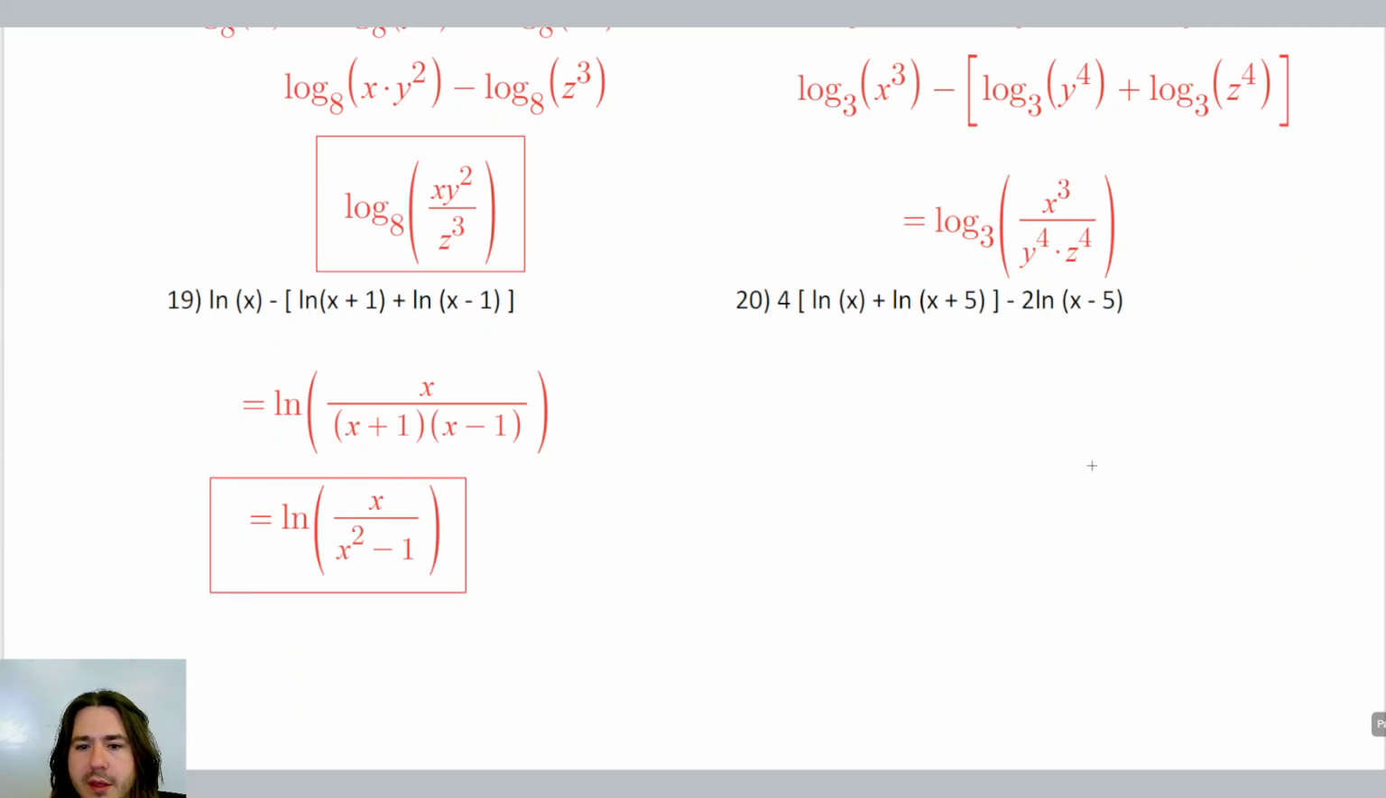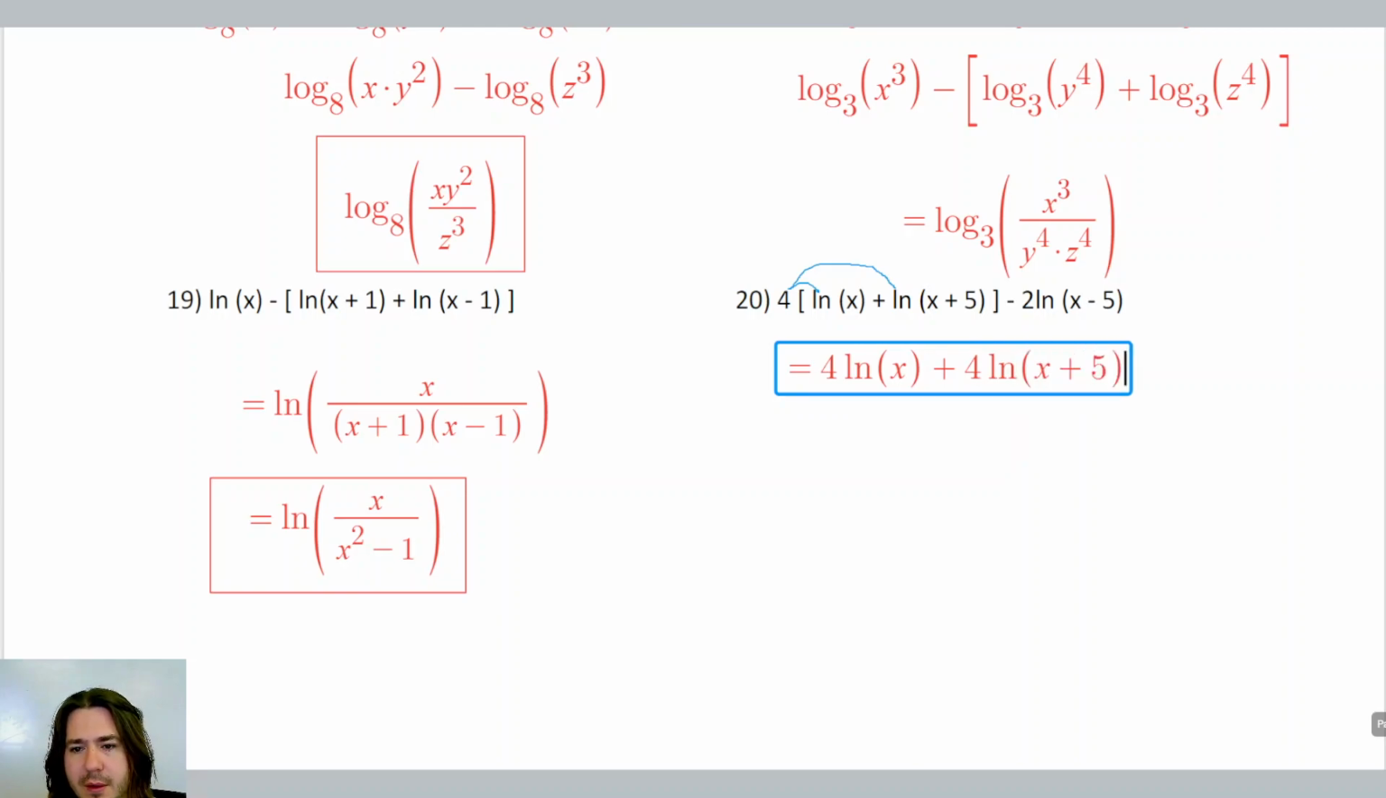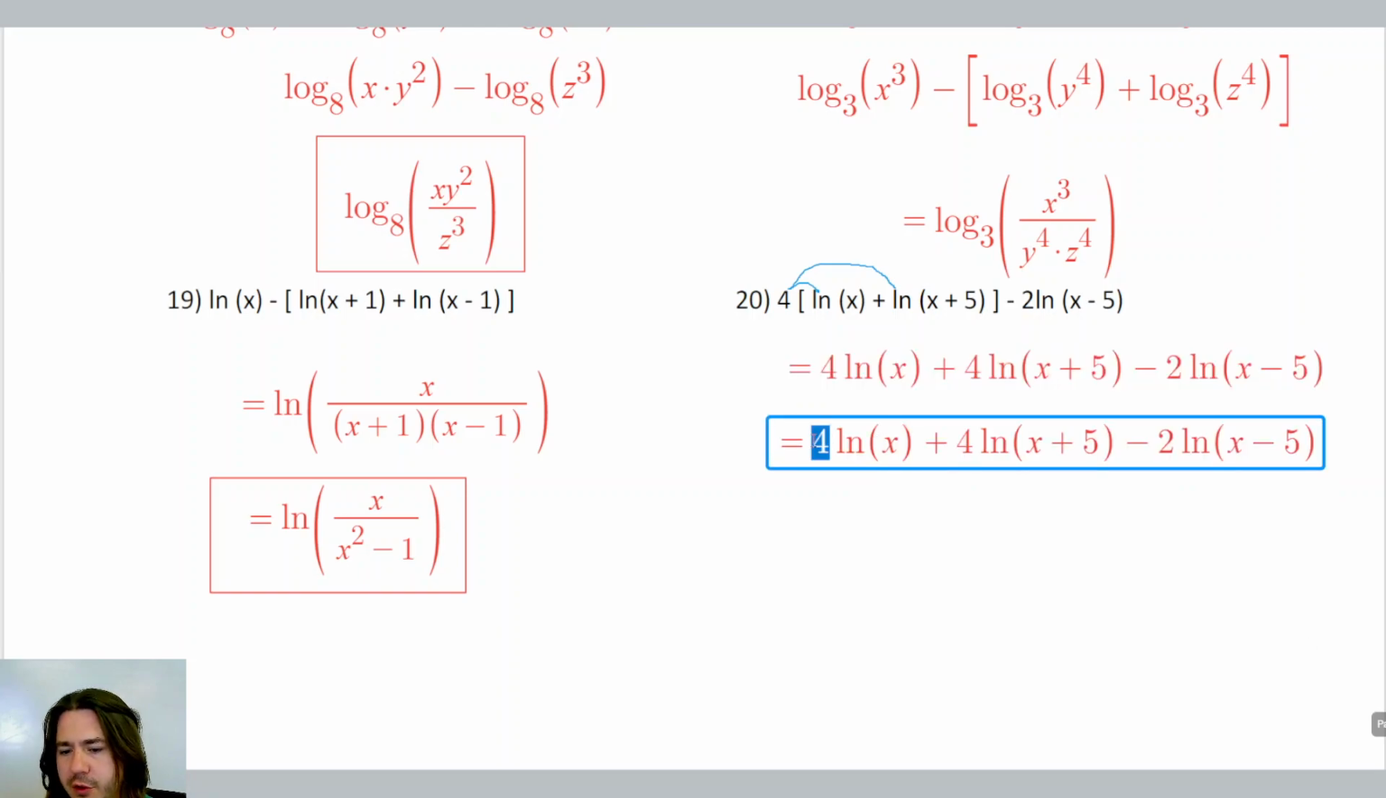For number 20, we have all kinds of stuff going on, so I'm going to take this a little slower than the last one. First, I'm going to distribute this 4 into both of these two logarithms. And so I'll get 4 natural log of x plus 4 natural log of x plus 5 minus 2 times the natural log of x minus 5. After that, I'll apply the power property and rewrite all these coefficients as exponents.